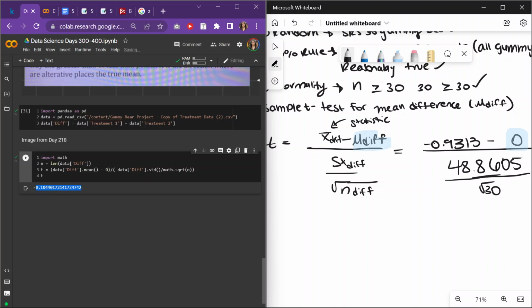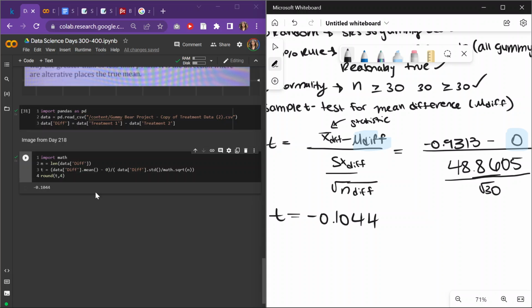So this is basically our tstat, and we round to 4 decimal places, by the way. So t and then 4, we use the round function, round to 4 decimal places, and so our tstat is actually negative 0.1044.